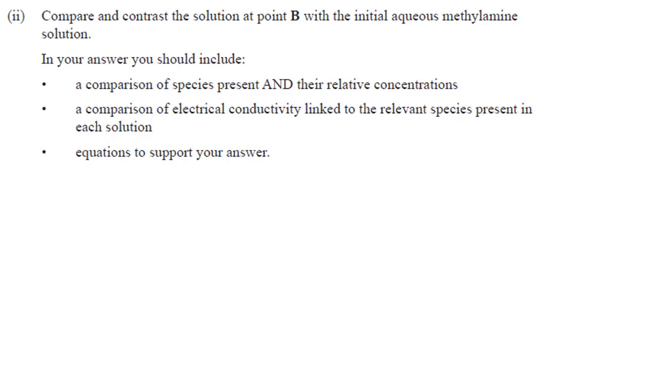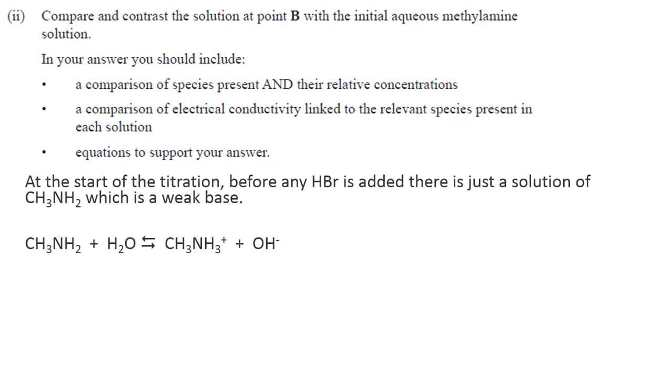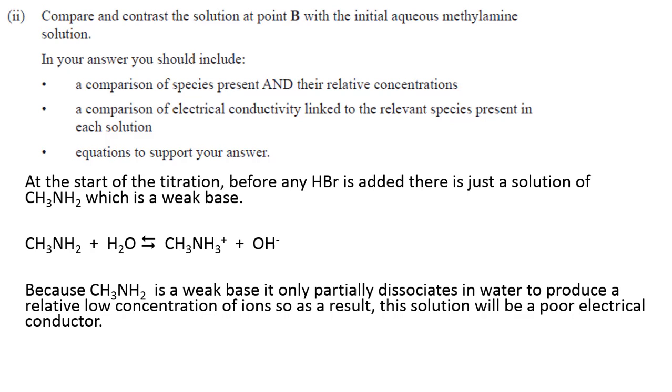So methylamine is a weak base, and weak bases partially dissociate in water. So we should really write an equation for that because it's asked us to write equations to support our answer. So I've got that one here. That's just showing its dissociation in water with an equilibrium arrow. Because it is a weak base and only partially dissociates, it produces a relatively low concentration of ions. So it's not going to be a great conductor. So I've got there that it'll be a poor electrical conductor, and I've linked that to those low concentration of ions in that sentence there.